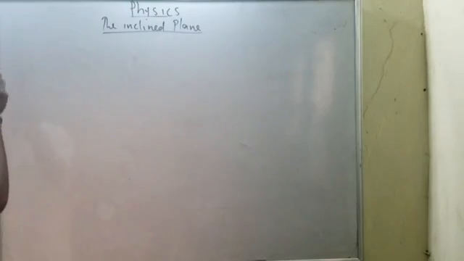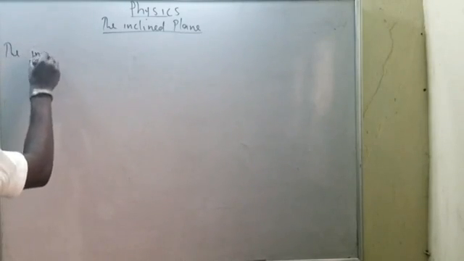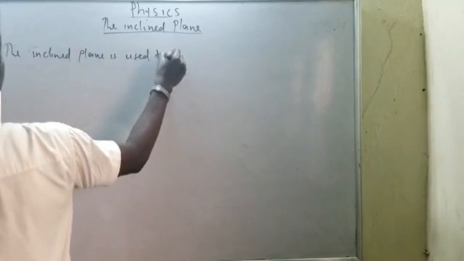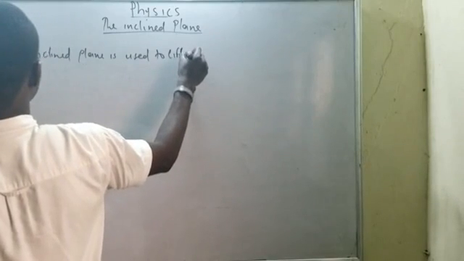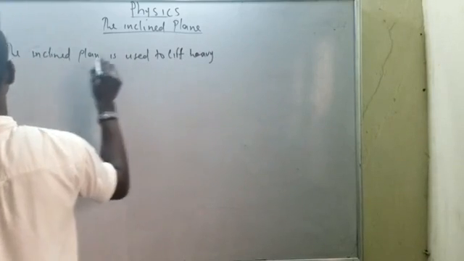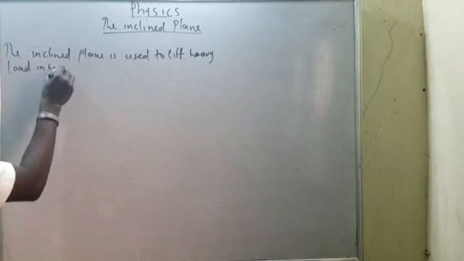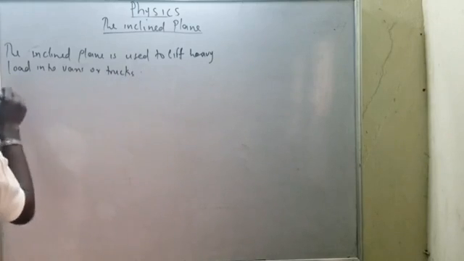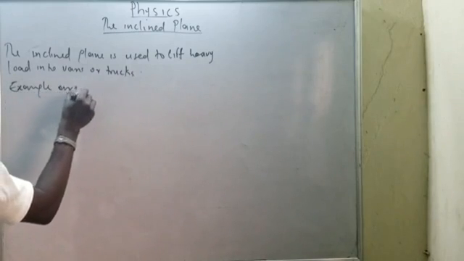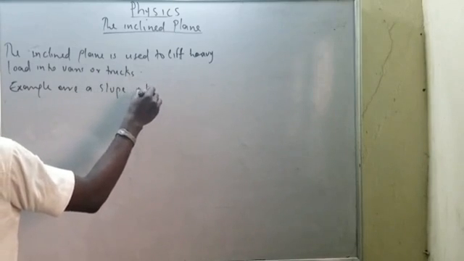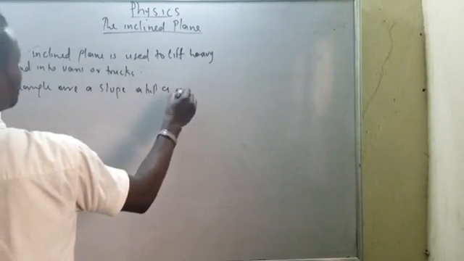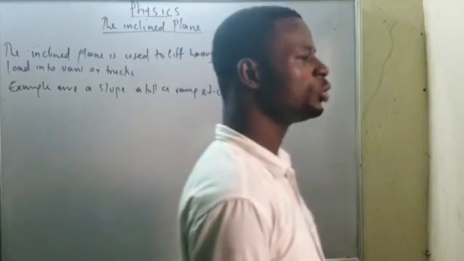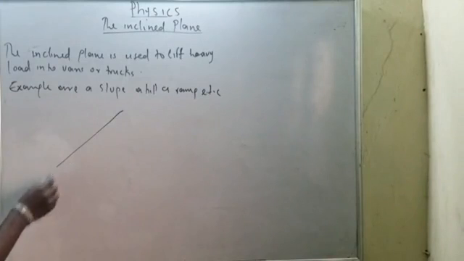Now, the inclined plane is used to lift a heavy load into a van or truck. Examples are a slope, a hill, a ramp, etc. When you want to lift a very heavy load onto a truck, this is what is called an incline.